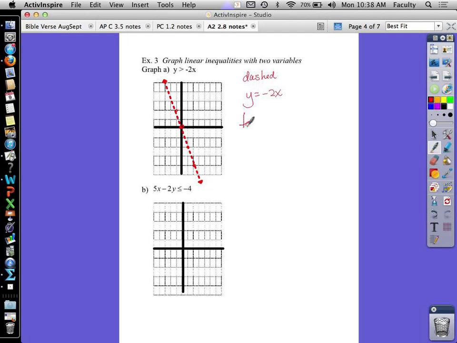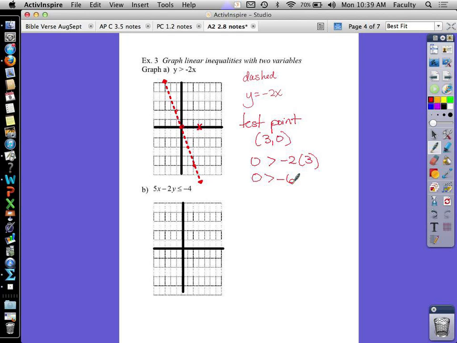Test point. Good, pick a test point. Now the bummer is I can't use 0, 0 because it goes through 0, 0. Your test point has to be not on the line. It really doesn't matter what point you choose, just as long as it's not on there. The recommendation of your textbook is let one of the x or y values be 0, because 0 is easy to work with. So I'm going to choose 3, 0. So y is 0, x is 3.